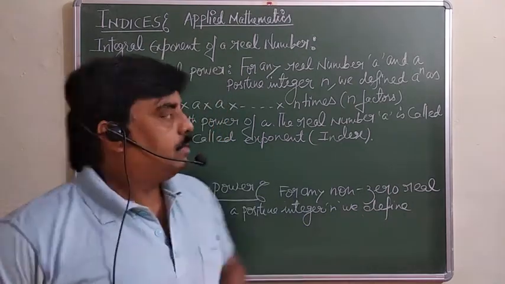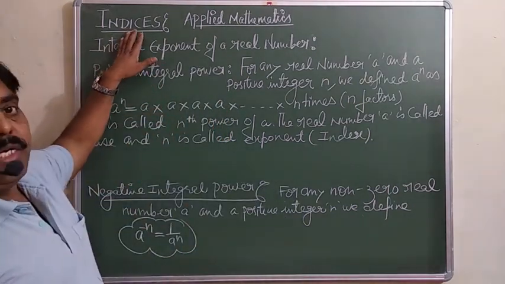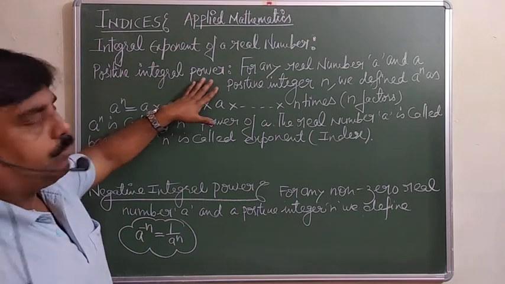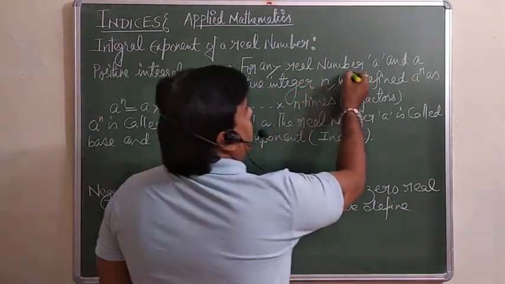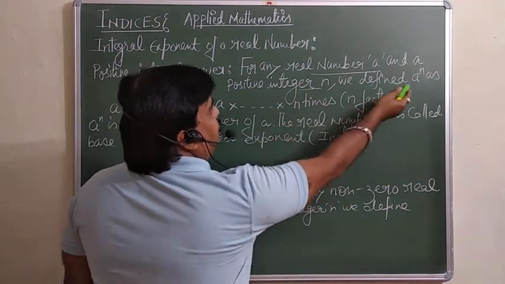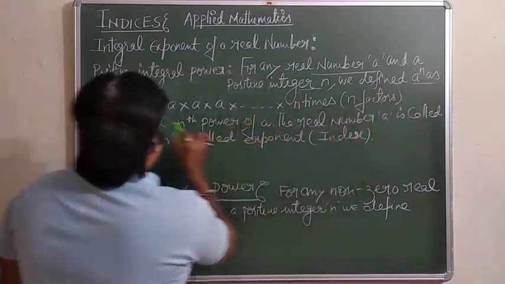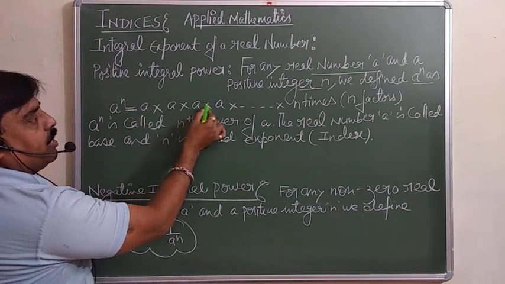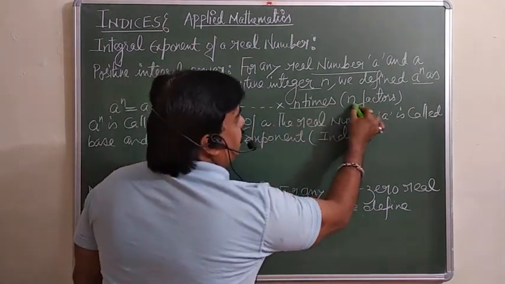Hello everybody. Now we will discuss the indices. The positive integral power: for any real number a and a positive integer n, we define a raised to power n as multiplying a, n times, or you can say n factors.